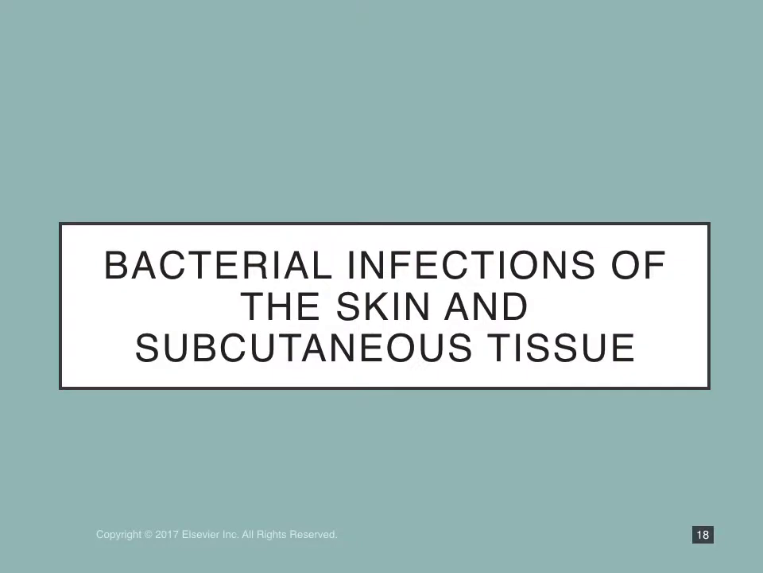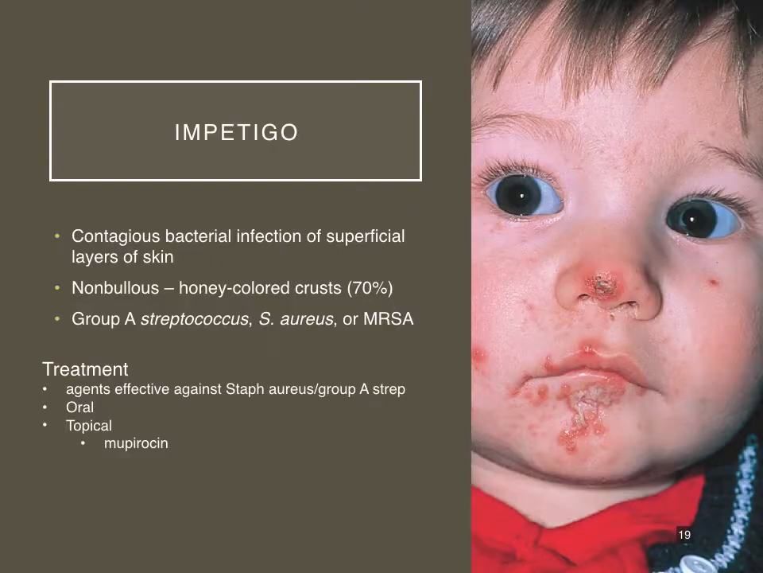Now we're moving on to bacterial infections of the skin and subcutaneous tissue. And a common infection that we see in pediatrics is impetigo. This picture is a classic presentation. It's often on the face, nose and mouth area. It's very contagious. It's caused by either group A strep or Staph aureus, and it can be a methicillin-resistant Staph aureus.